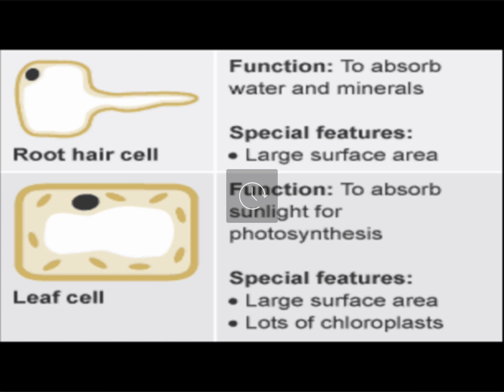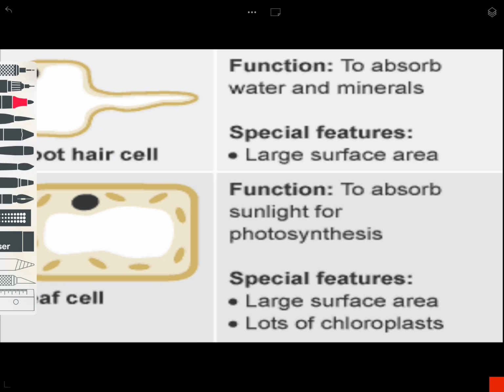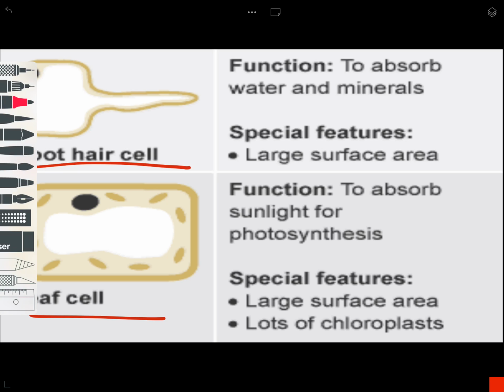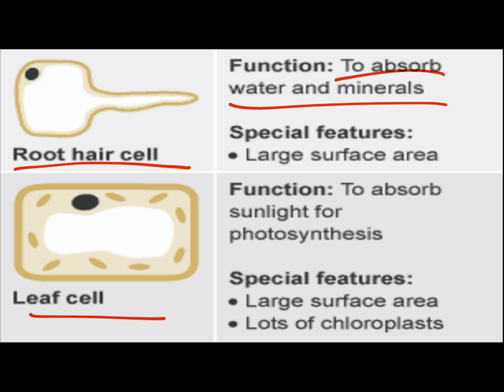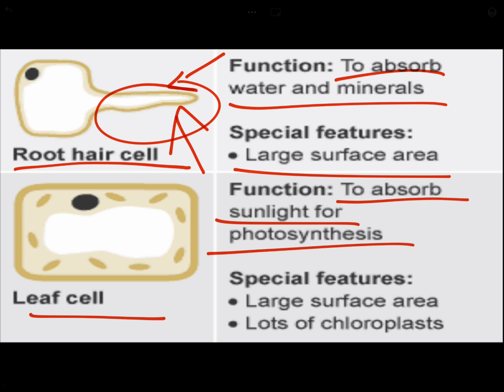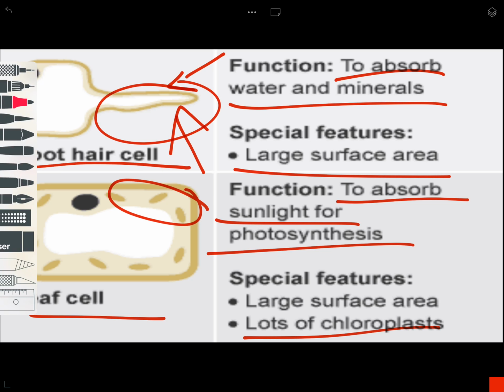Here are two specialized cells in the plant. Here is a root hair cell, and on the bottom we have a leaf cell. As you can see, the function of the root hair cell is to absorb water and minerals, so it has a large surface area to allow molecules to diffuse in more efficiently. But on the bottom, the function of the leaf cell is to absorb sunlight for photosynthesis, so it has many chloroplasts. For example, if it didn't have any chloroplasts, then it would be useless to the plant.